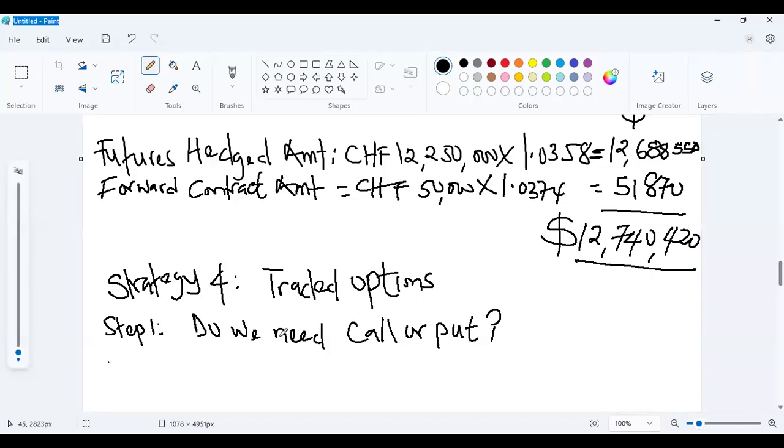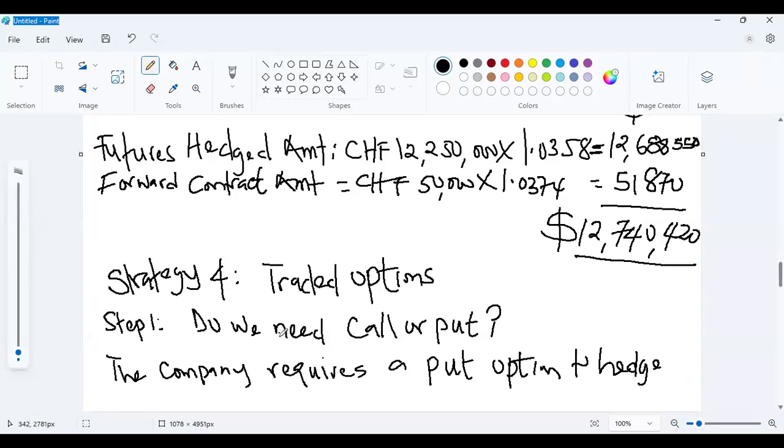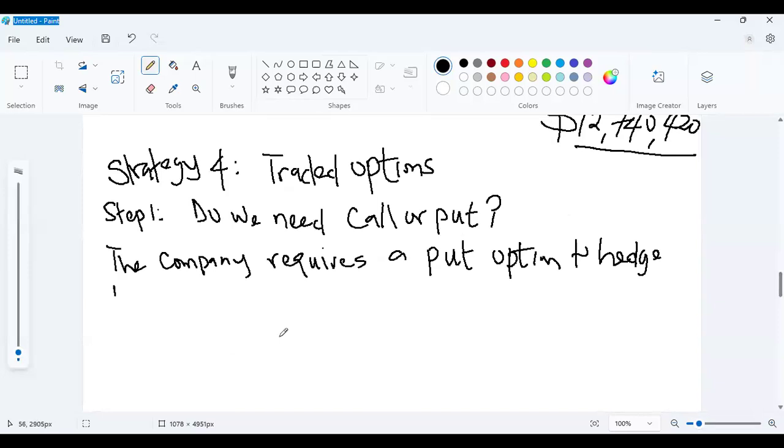So you are going to state this fact: the company requires a put option to hedge the exposure. This statement or this response will award you mark. Then go to step 2.